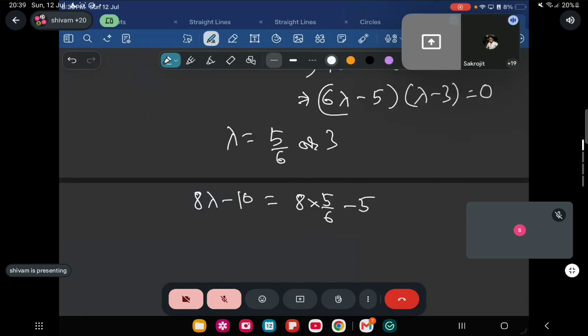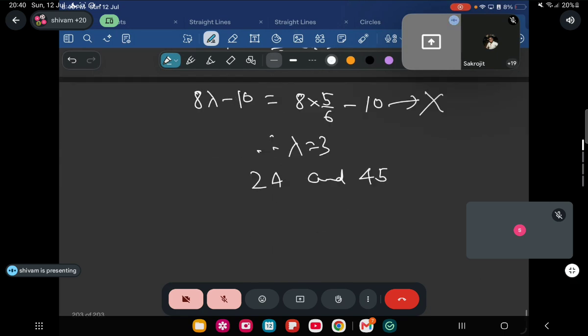You will get a negative value. So lambda equal to 5 by 6 is not possible. So this is discarded. Tell me, are people getting? So the only value of lambda that is possible is lambda equal to 3. If lambda equal to 3, what are the lengths? Tell me everyone. 8 into 3, 24 and 45. Tell me, are people getting?